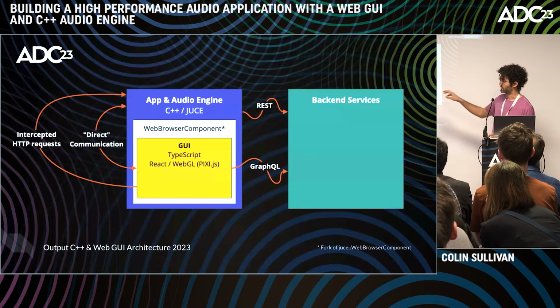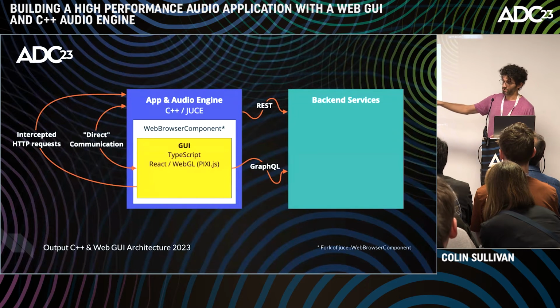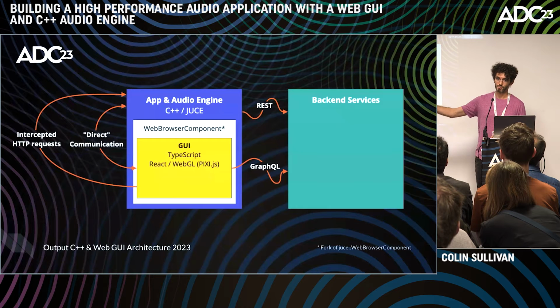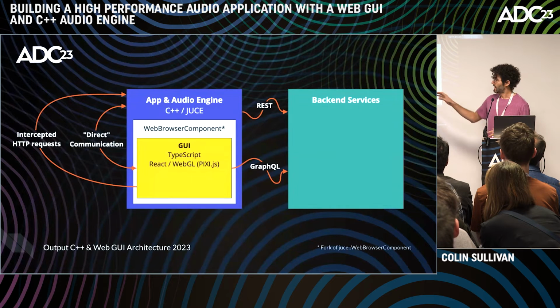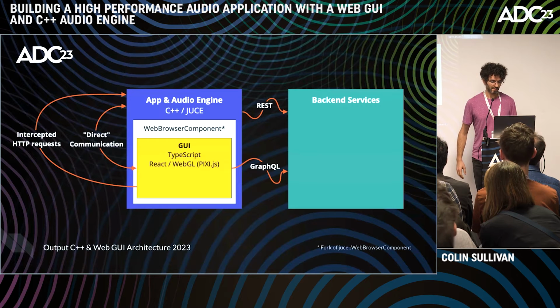And on the left, we have two communication channels. We'll get into a little bit. There's what we call a direct communication, which is kind of where we started, that shipped with Arcade. You could send strings. And then we added this intercepted HTTP request, and we'll get into that a little bit more too.